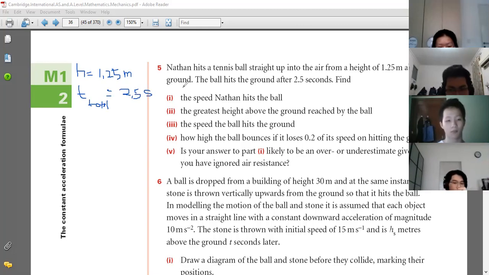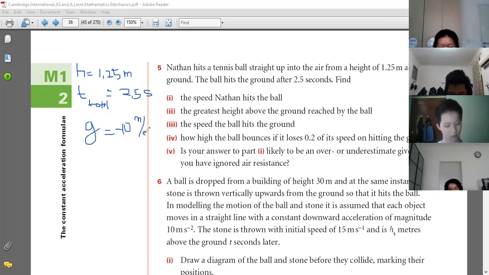What else is known here? Of course, the gravitational acceleration. Let's use 10, yeah? So it's minus 10, right? Meter per second square, right? And then, what is the question for I? What is the question?